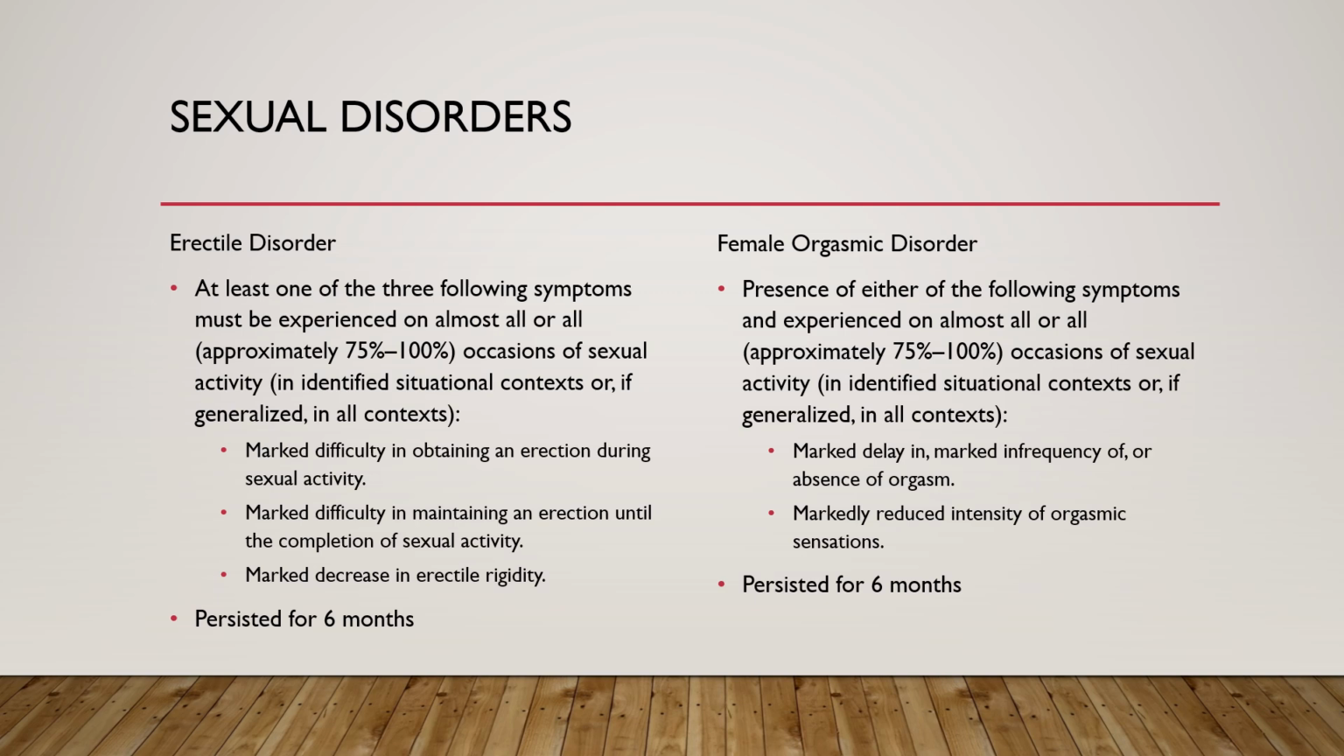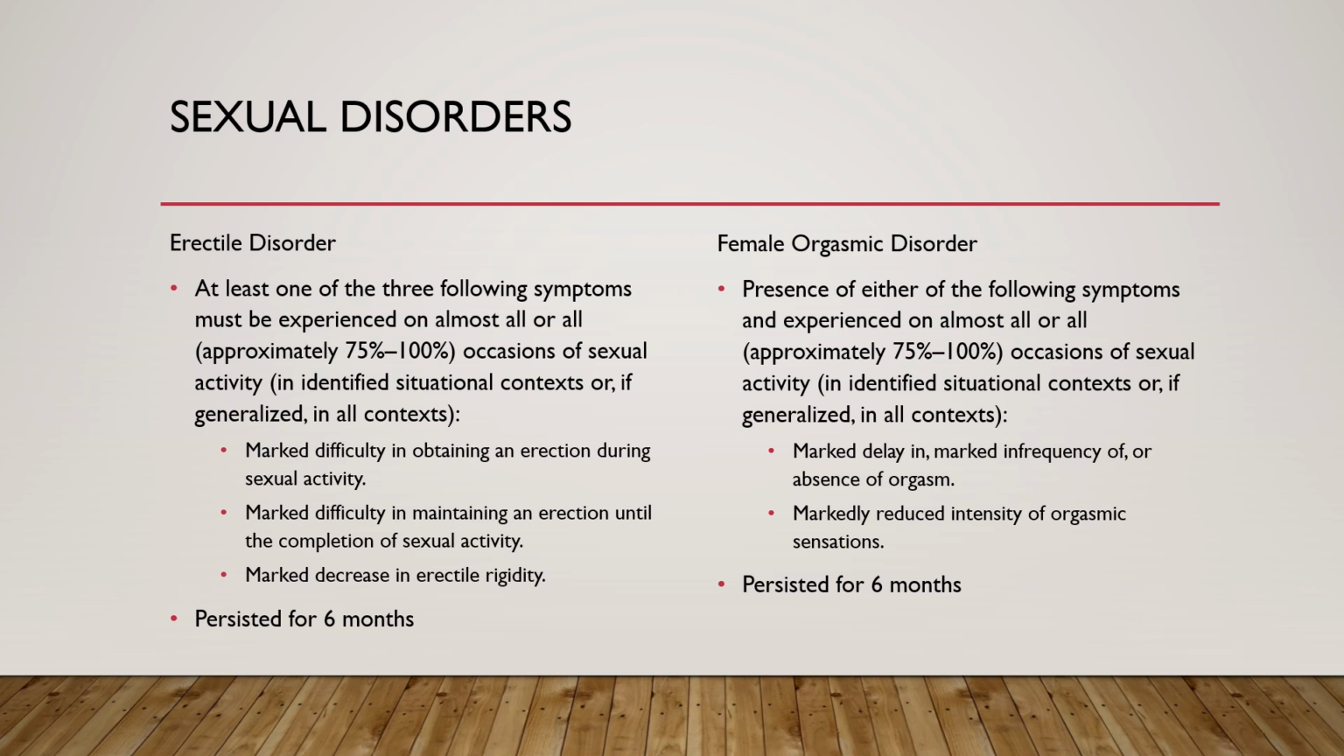Here we're talking about sexual-related disorders for individuals with vaginas versus individuals with penises. Sexual disorders here relate to what used to be called sexual dysfunction. We're looking at erectile disorder, which means that individuals with a penis are not able to maintain or to get an erection when they want to, along with a decrease in the rigidity of an erection when they are able to get it. Again, we're looking at these things lasting for at least 6 months.